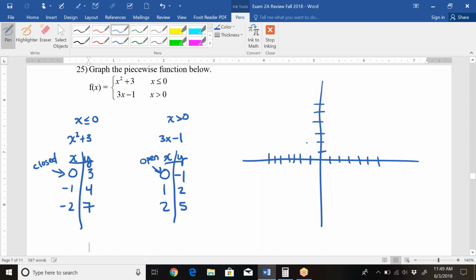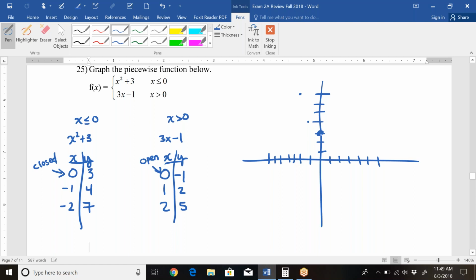Okay, so (0, 3), and that's a closed circle. (-1, 4), and that's just a dot. That is not considered opened or closed, really. It's not an endpoint, it's just a dot. And then (-2, 7). So 1, 2, 3, 4, 5, 6, 7.